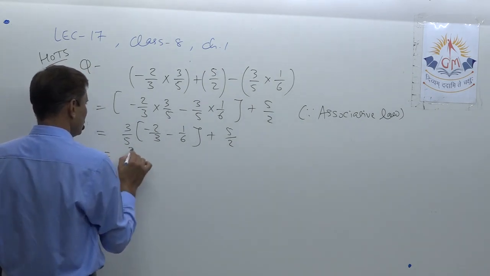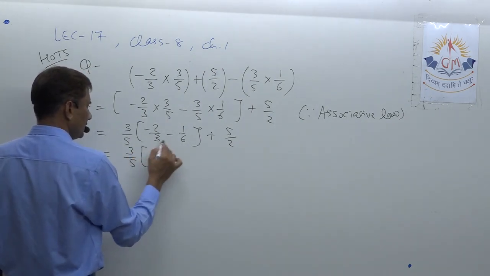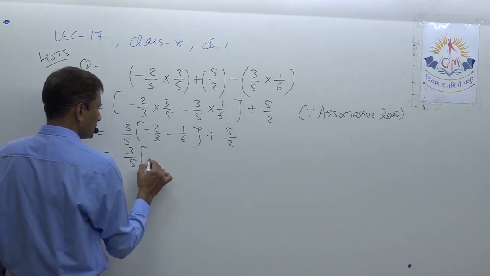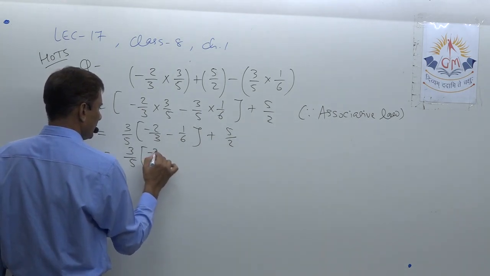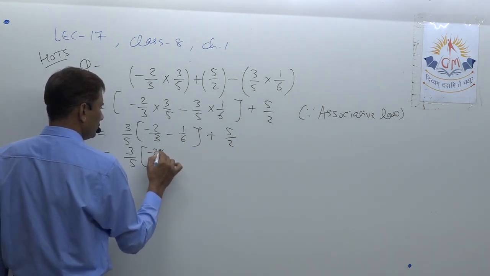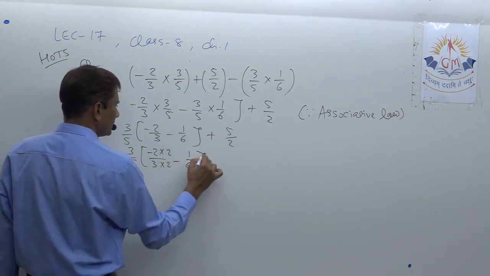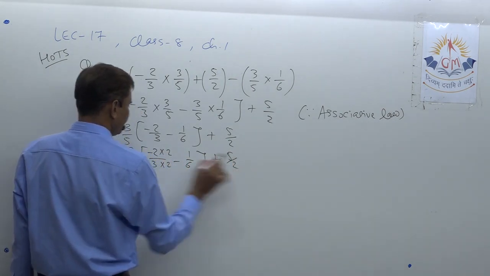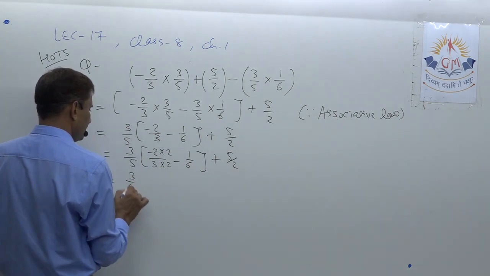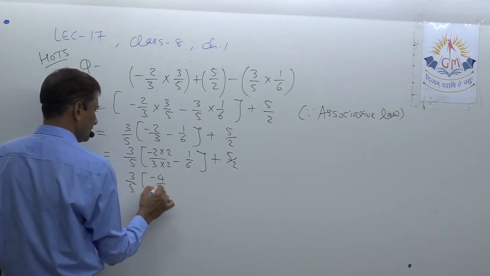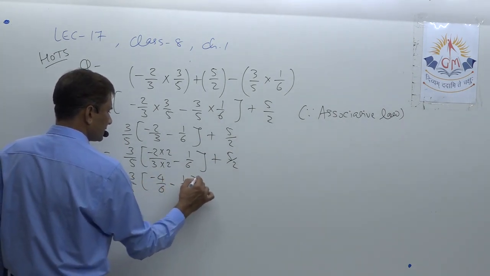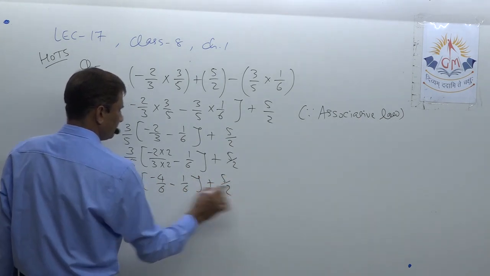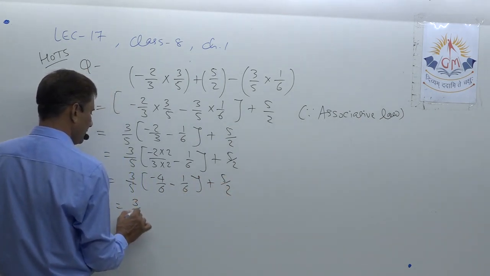Okay, so now it will be 6 only. So here minus 2 by 3 into 2 and here minus 1 by 6. So 3 by 5 minus 4 by 6 minus 1 by 6 plus 5 by 2. So it will be 3 by 5.